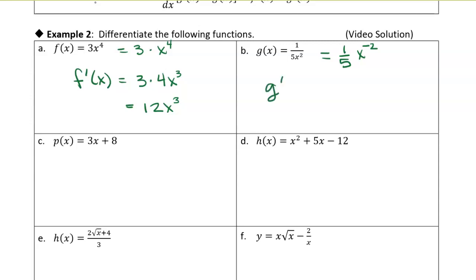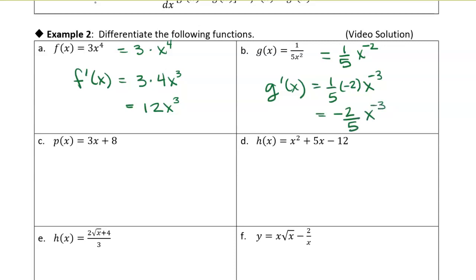So I can write that g prime of x is equal to 1/5, oops, not 1/2, 1/5 times, we bring down that minus 2, so it's times minus 2. So put it in parentheses so it doesn't look like you're subtracting 2. And then x to the minus 3. Now I can clean that up, or you might just go straight to writing it this way in the first place. You got negative 2 fifths x to the minus 3.